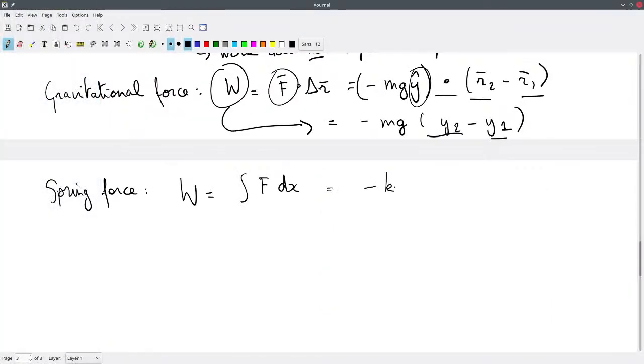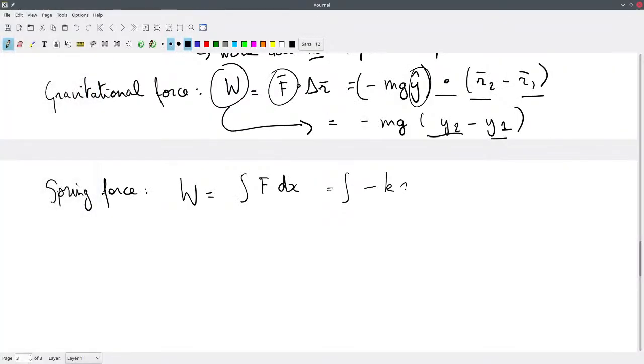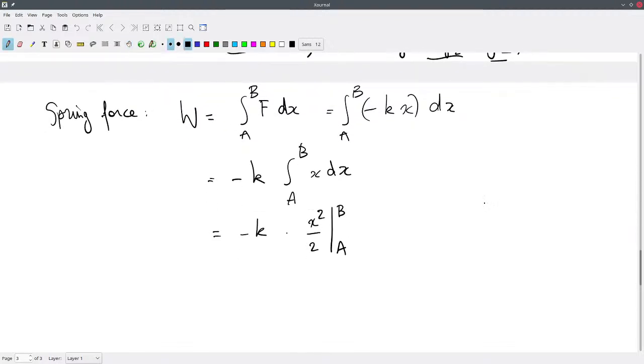And the force is minus k times delta x. And I'm going to start at x equals 0 at the equilibrium here. So delta x is actually equal to the coordinate x. So this is minus kx, that's the force, dx. And I start at, let's say, point A, and I go to point B. So I can bring the constants out front, that's my minus k, and then I have the integral from A to B of x dx. And those of you who have seen calculus will know that this is minus k times x squared over 2 evaluated between A and B. So that's minus k with 1/2 (xb squared minus xa squared).